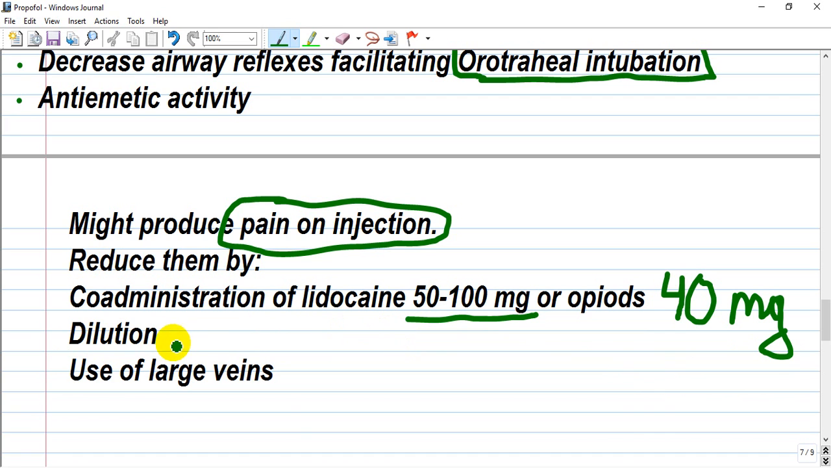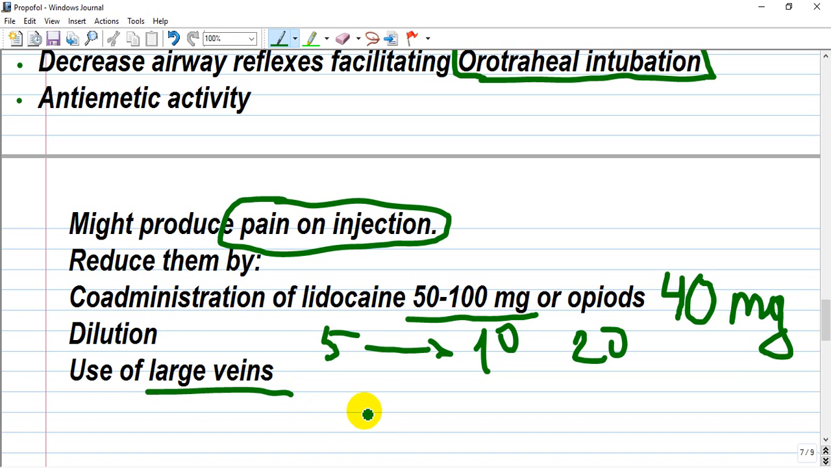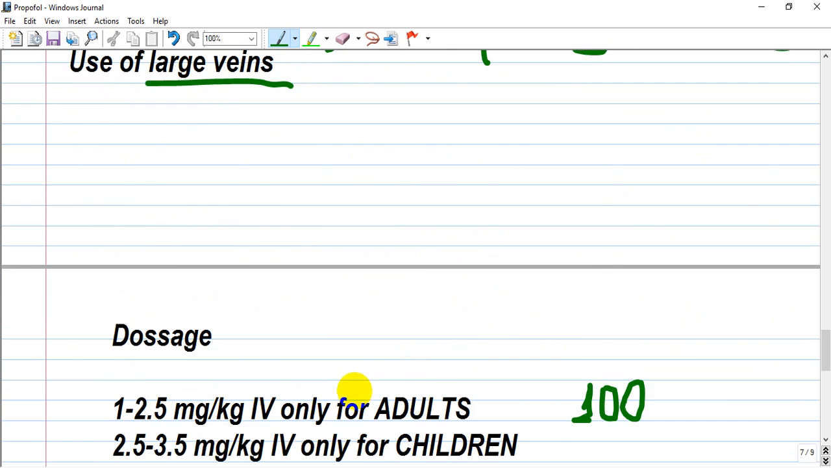Also, we can dilute Propofol, like taking 5 or 10 milliliters and diluting to 10 or 20, or using continuous infusion. Also, we can use a large vein that will not irritate this vein locally too much.